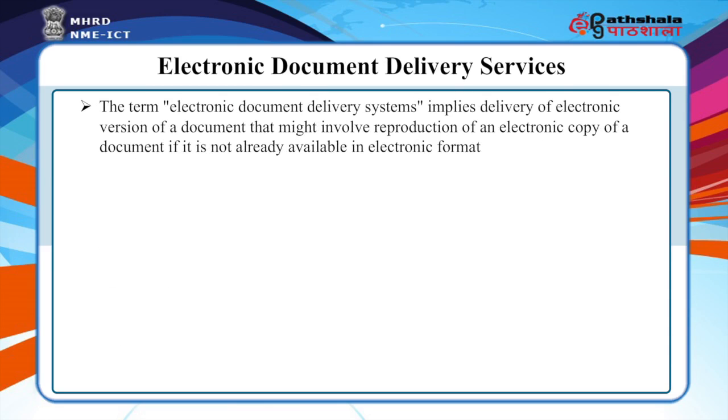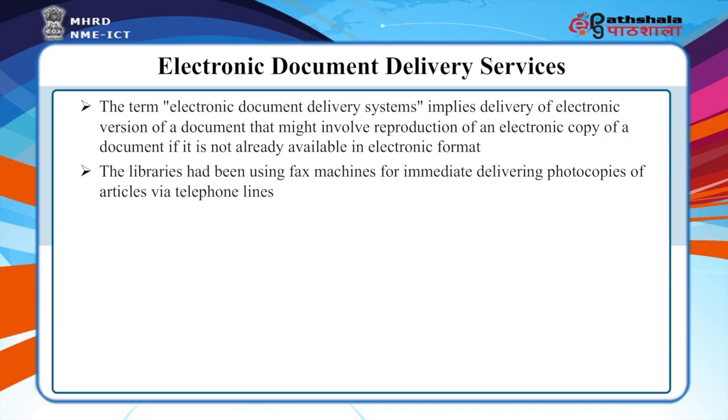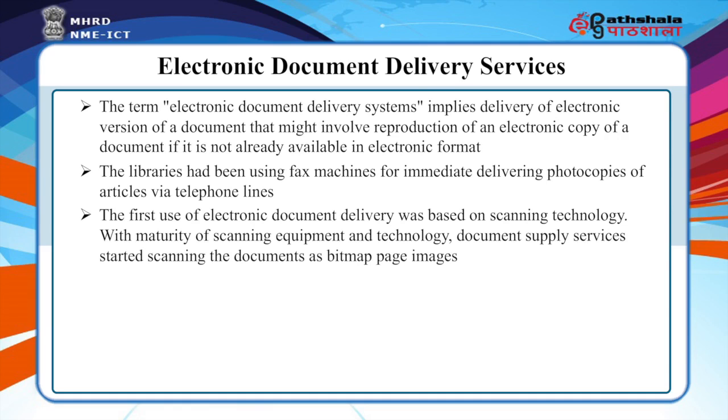The term electronic document delivery systems implies the delivery of electronic version of a document that might involve reproduction of an electronic copy of a document if it is not already available in electronic format. The libraries have been using fax machines for immediate delivering photocopies of articles via telephone lines. The first use of electronic document delivery was based on scanning technology. With maturity of scanning equipment and technology, document supply services started scanning the documents as bitmap page images.